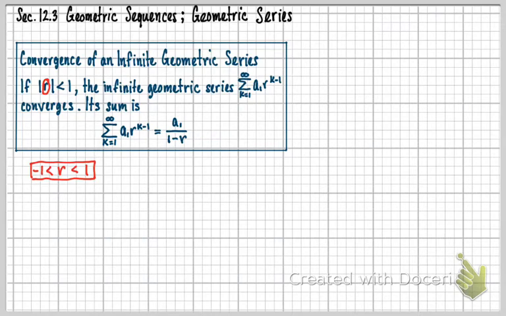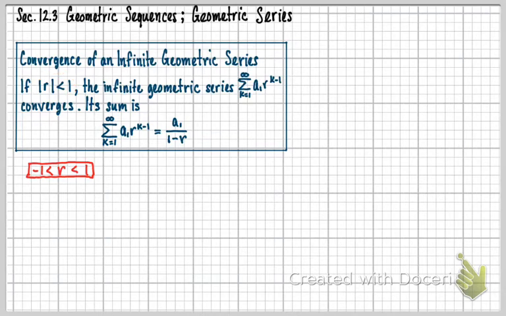So anyways, now the infinite geometric series, and here's the infinite geometric series there. We say it's infinite because of the n going to infinity. It converges, okay? And then it says its sum is, and here's the sum. Now again, this only works when the series converges. And when does it converge? It converges when the absolute value of r is less than 1.